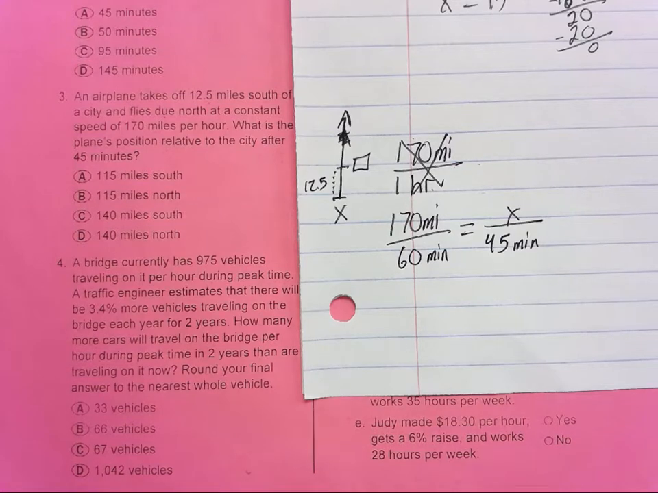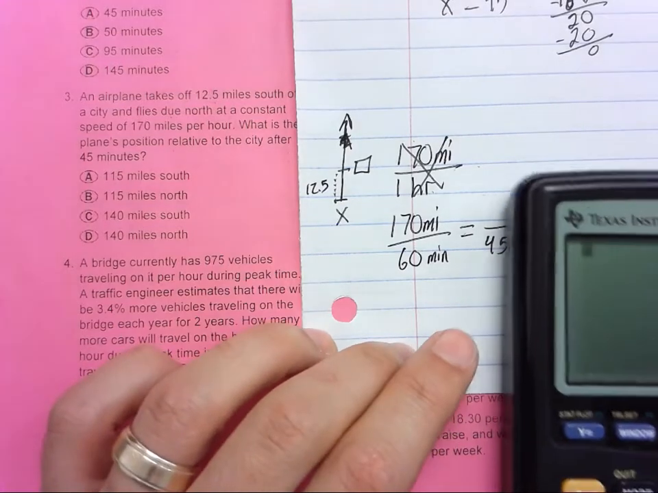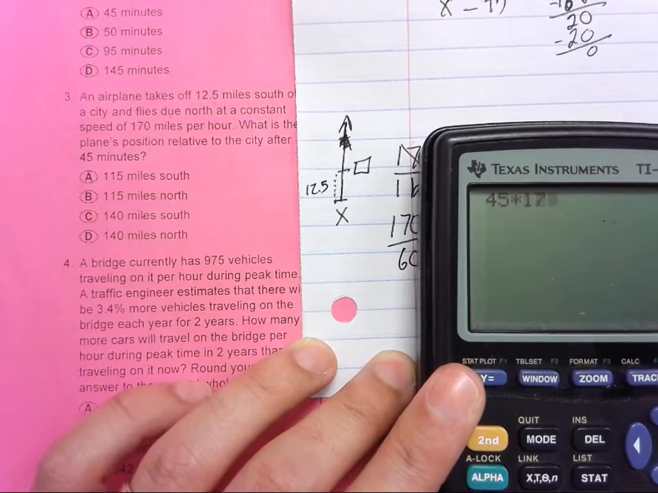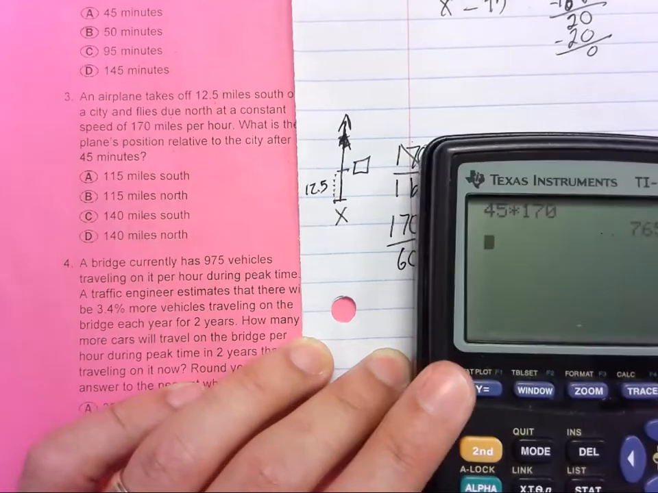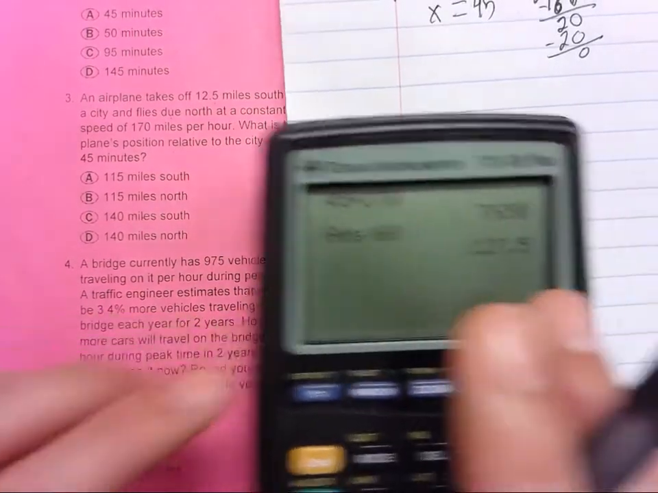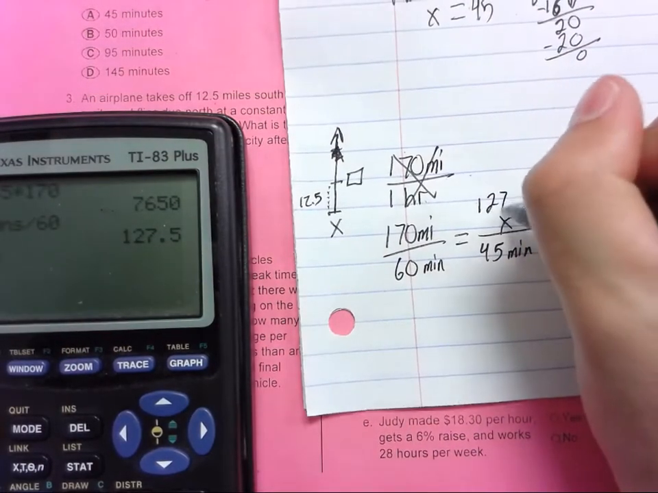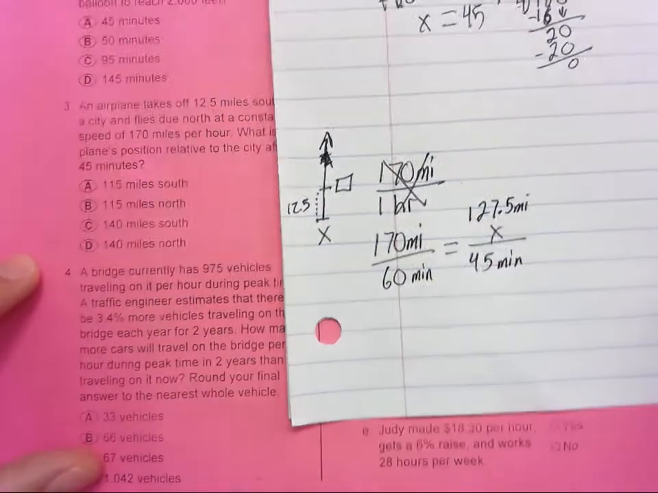And so here you will cross multiply and divide. 45 times, we'll use a calculator for this one. 45 cross multiply, 45 times 170. And then we need to divide by 60. And we get 127.5. So the plane travels 127.5 miles. Okay, so that's how far the plane traveled.